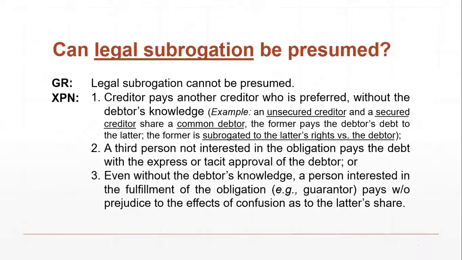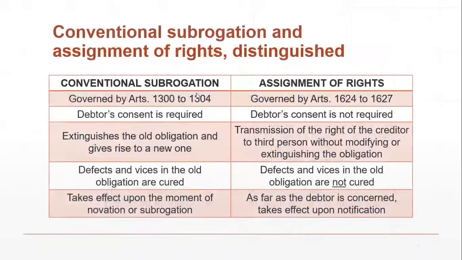Okay? Now, a person interested in the fulfillment of the obligation like a guarantor pays without prejudice as to the effects of confusion as to the latter share. Ibig sabihin nito, kapag si guarantor ang siningil ni creditor, kasi nga hindi kaya magbayad ni debtor, wala siguro siyang funds na sapat at the time the obligation fell due. So si guarantor yung nagbayad. The guarantor will now be subrogated to the rights of the creditor. So ngayon, bayad na si creditor eh. Ngayon, si guarantor, pwede niyang habulin si debtor para i-reimburse kung ano yung kanyang binayad. Okay? So that is it. Yan yung tatlong situations where legal subrogation is presumed.